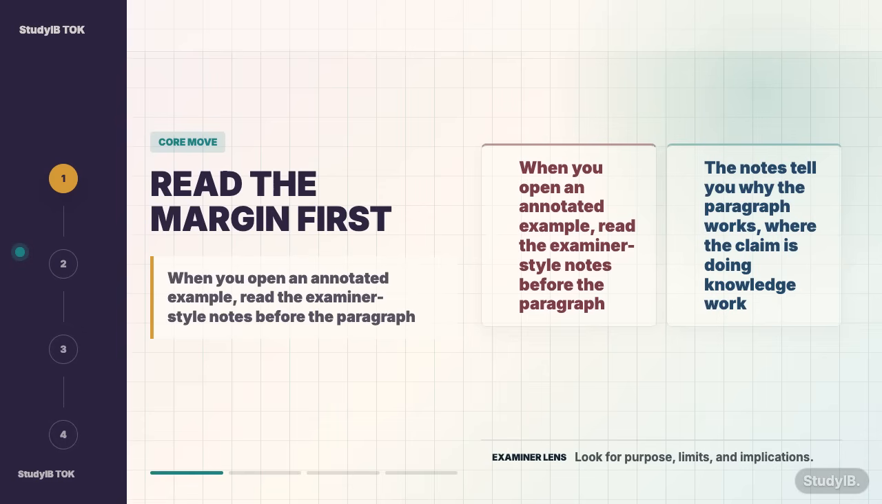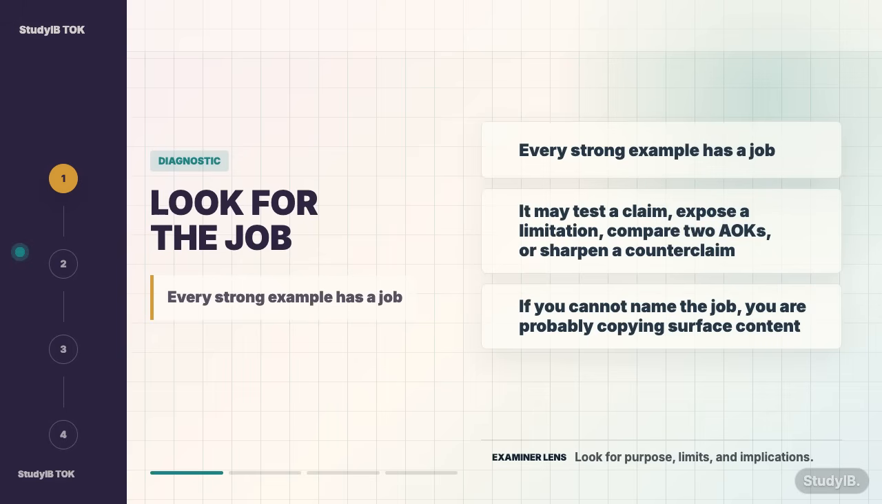When you open an annotated example, read the examiner-style notes before the paragraph. The notes tell you why the paragraph works, where the claim is doing knowledge work, and where the evidence is only supporting that work. Every strong example has a job. It may test a claim, expose a limitation, compare two AOKs, or sharpen a counterclaim. If you cannot name the job, you are probably copying surface content.